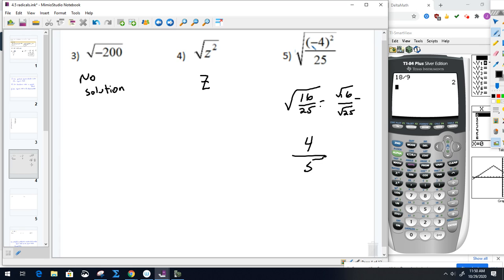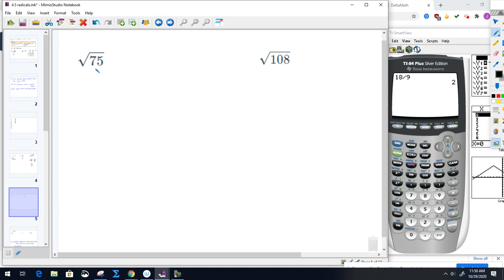Now, how come I can have a negative underneath this radical? It's because I had to do the math first. Once I square negative 4, it's going to equal 16, so there's no negative underneath the radical anymore. Let's take a look at a couple problems that are going to look like this at Desmos.